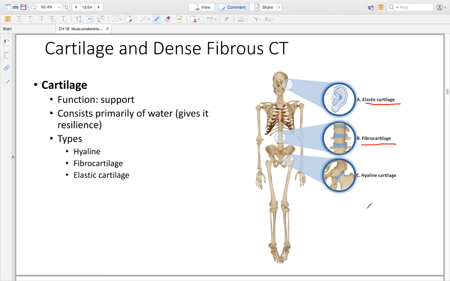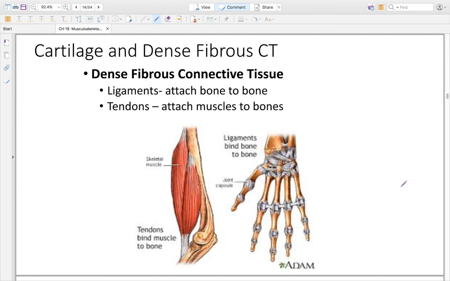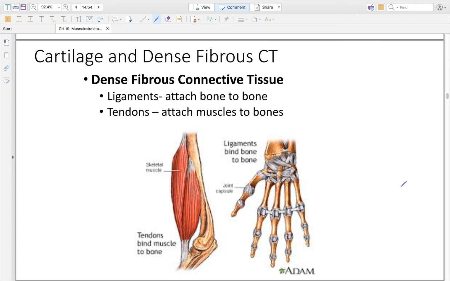Okay, and then we have hyaline cartilage, which is what we just saw, and it's typically on the ends of our long bones. It's in other locations too, but that is the main place we'll find hyaline cartilage. All right, let's talk a little bit about tendons and ligaments, because these are dense, fibrous connective tissue in our system. Now, ligaments attach bone to bone. Tendons attach muscle to bone.